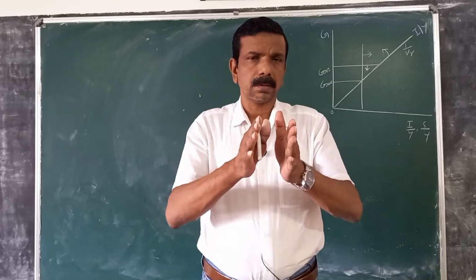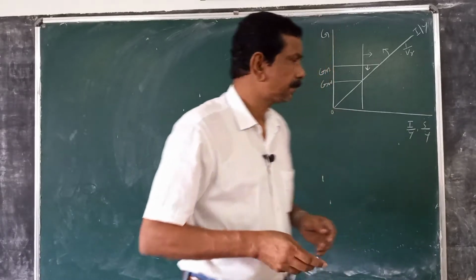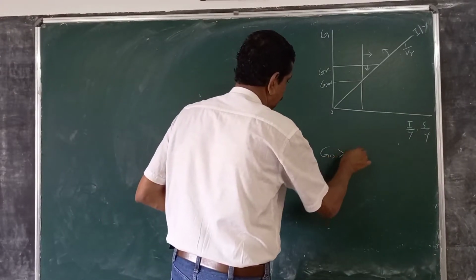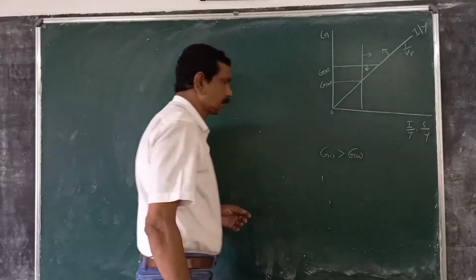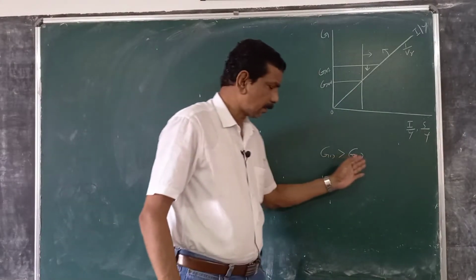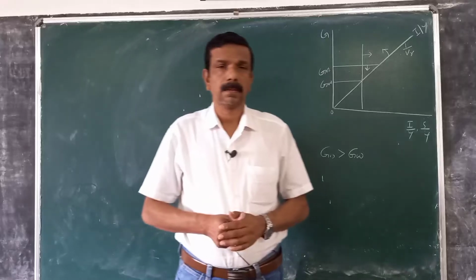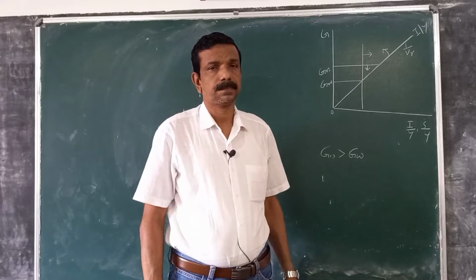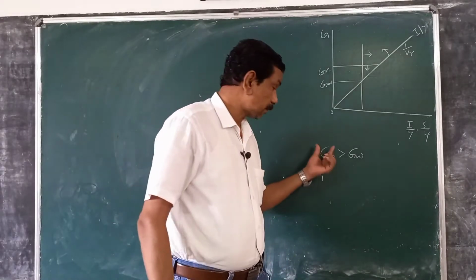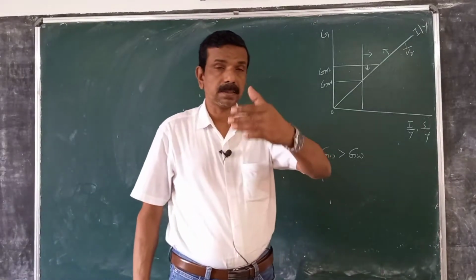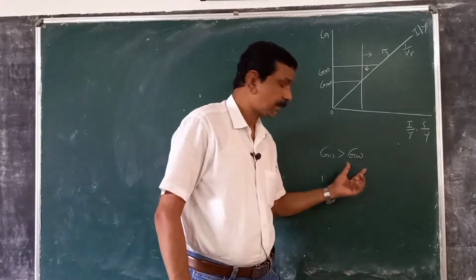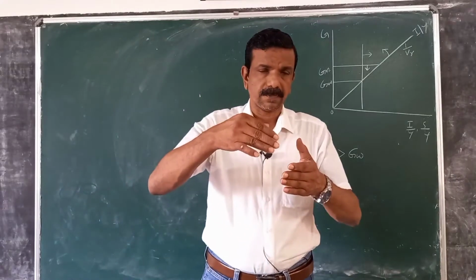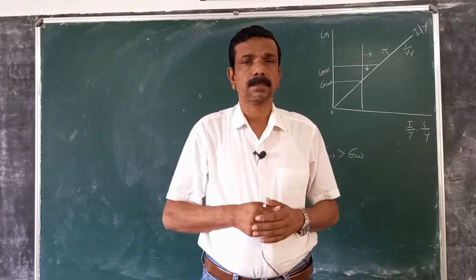In most underdeveloping countries, GN is greater than GW. That is, natural growth is greater than warranted growth. That is, the rate of growth of labor force exceeds the rate of growth of what is known as warranted growth.